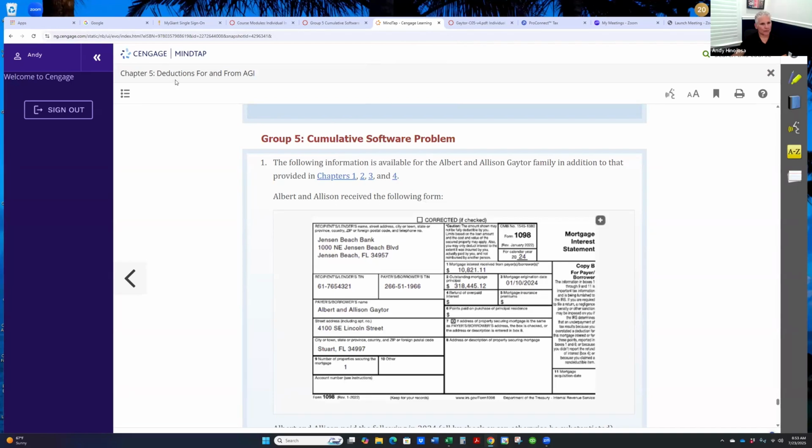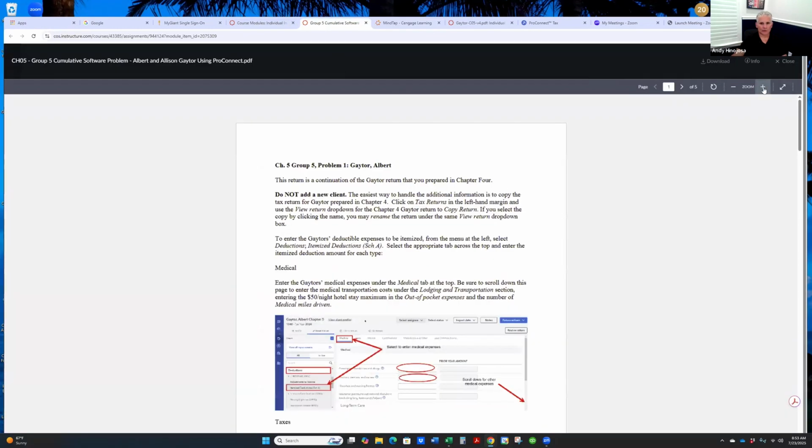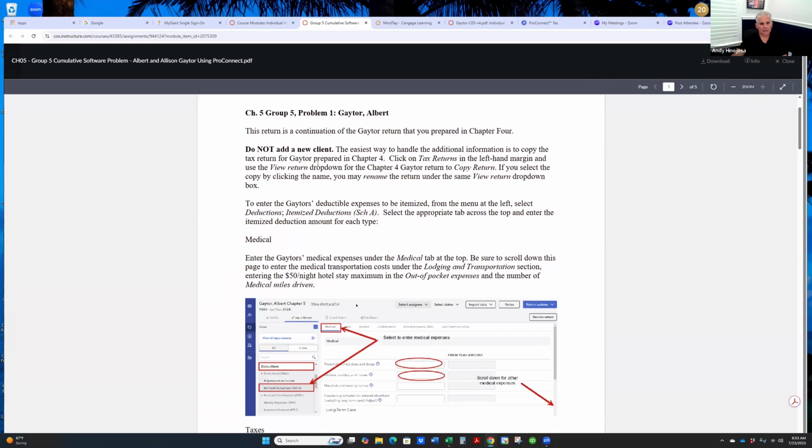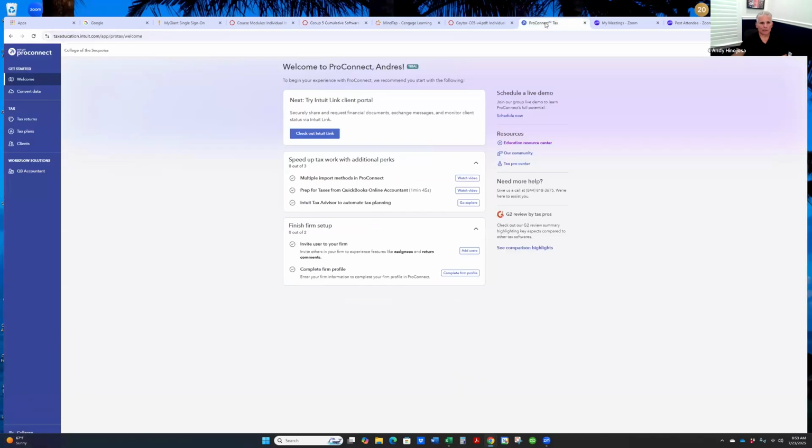Chapter 5 is associated with deductions for and from AGI. And now let's go to the instructions. We'll blow these up a little bit. All right, so again, the direction we get is not to add a client, but simply copy the Chapter 4 tax return and rename it to Chapter 5. So let's do that. We'll go into ProConnect.